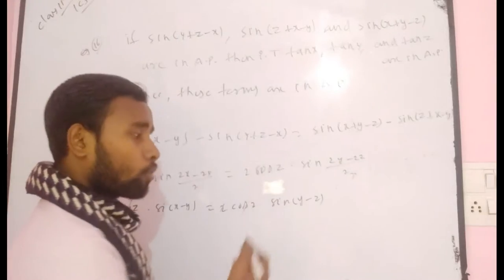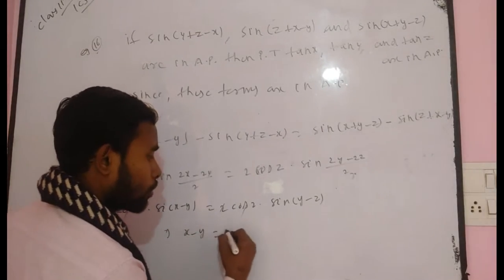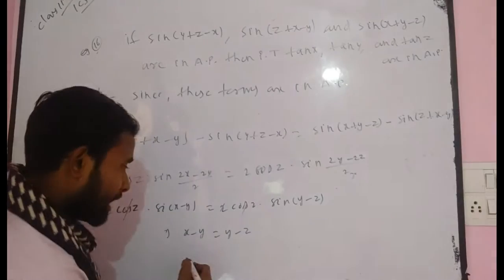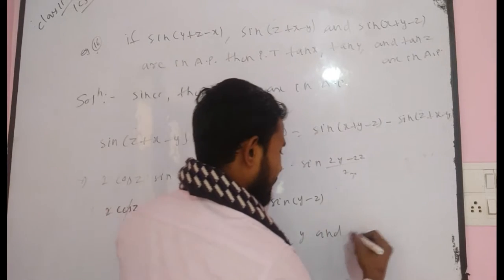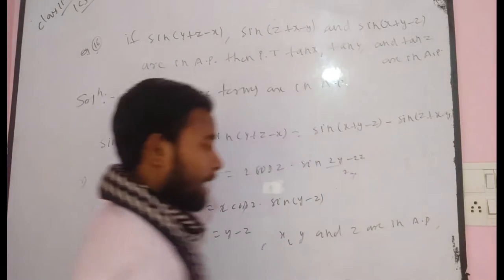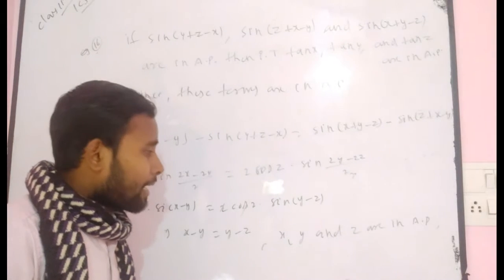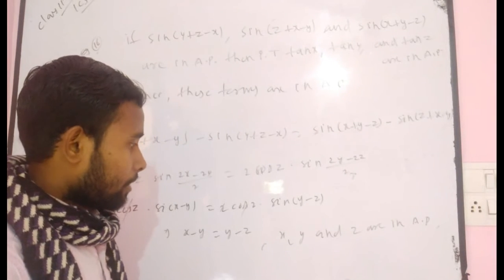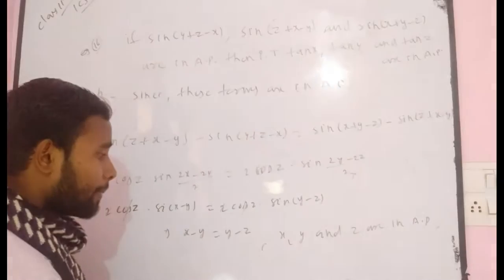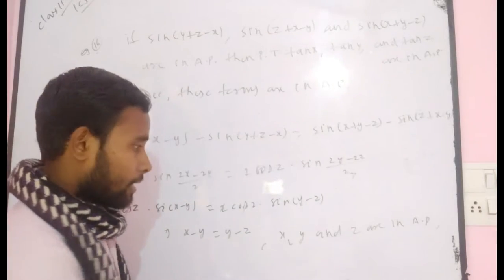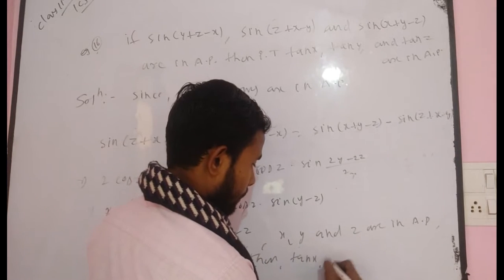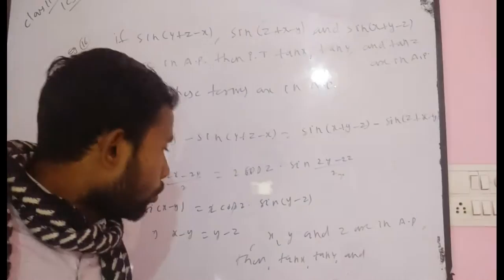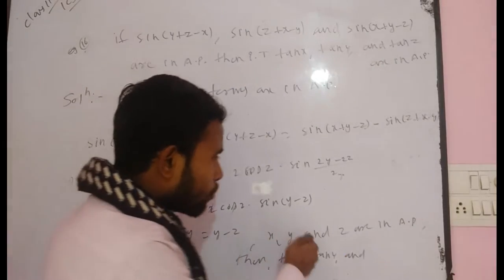If sin(x minus y) is equal to sin(y minus z), then can you write x minus y is equal to y minus z? If x minus y is equal to y minus z, then can you say x, y and z are in AP? x, y and z are in AP. If x, y and z are in AP, then tan x, tan y and tan z... here you get x minus y is equal to y minus z, and x, y, z are in AP.